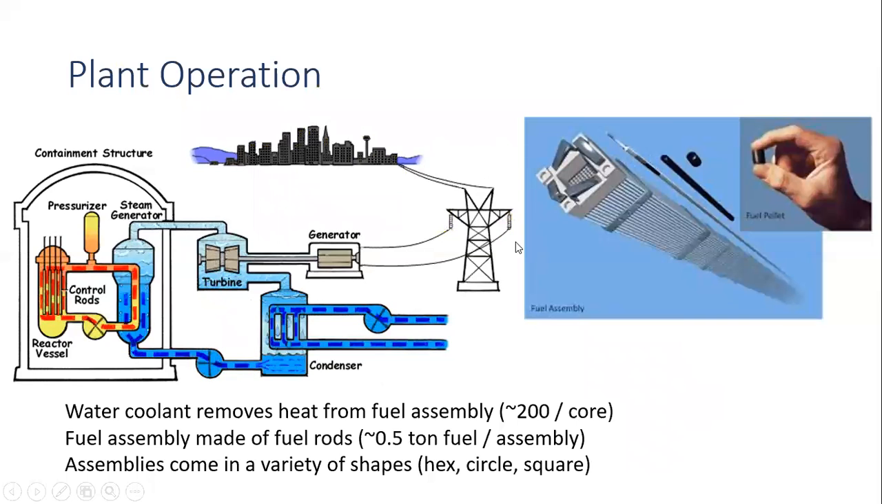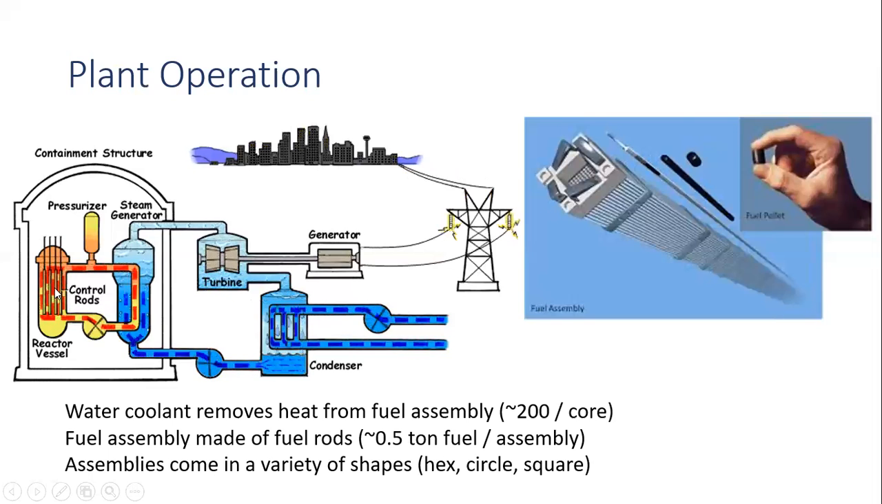This is the generation of the electrical power. That generated electrical power is given to these consumers. Therefore, the water coolant removes the heat from the fuel assemblies. The fuel assembly is made of fuel rods. This is the overall nuclear reactor.